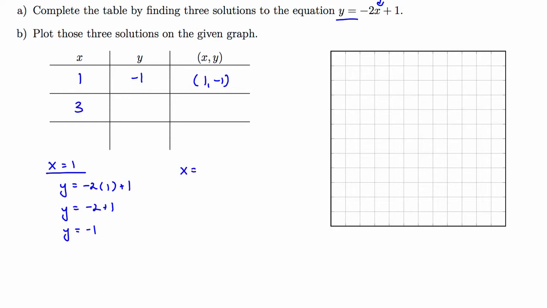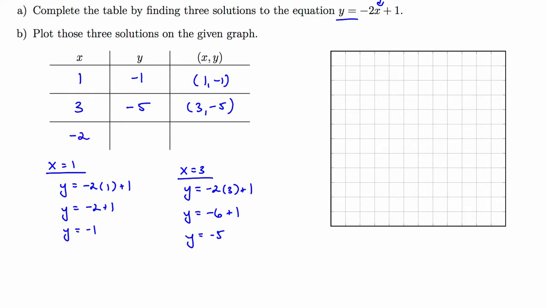For a second x value, I will pick 3. By setting x equal to 3, our equation y equals negative 2x plus 1 becomes y equals negative 2 times 3 plus 1. So negative 2 times 3 is negative 6, and negative 6 plus 1 is negative 5. So we know the y-coordinate that corresponds to an x-coordinate of 3 is negative 5, and our solution is (3, -5).